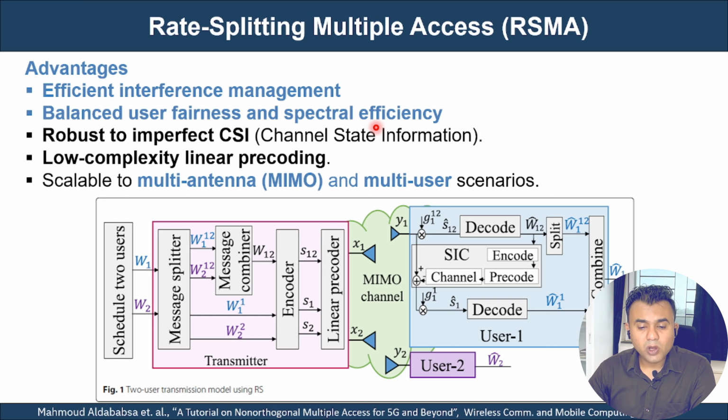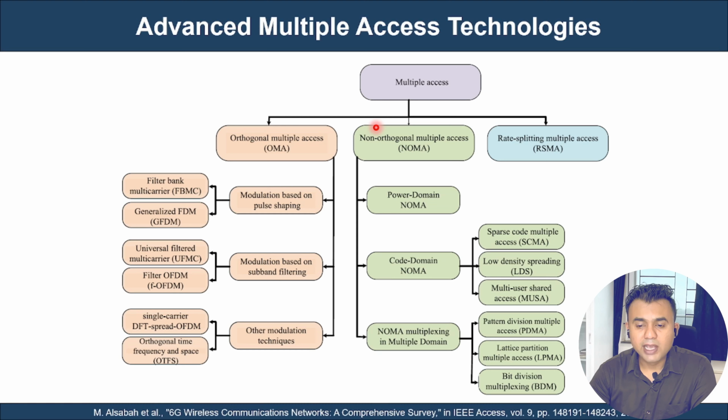It is very robust to imperfect channel state information also, right? And the complexity is lower compared to linear precoding. And the most important advantage is that it is scalable with reference to multi-antenna systems such as MIMO and multi-user scenarios, right?